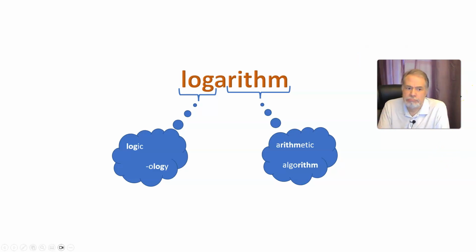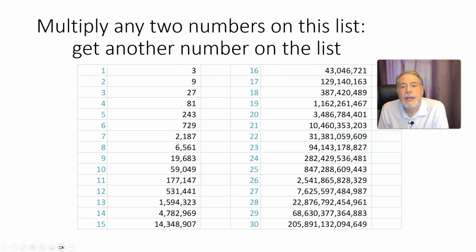Now, before I tell you exactly what logarithms are, let's start with a kind of a trick. Here's a list of numbers that has a special property. You can take any two numbers on this list and multiply them together, and you will always get another number that's also on the list. Now, you are totally welcome to try this out for yourself. Pause the video if you want, and pick a couple of numbers on the list and multiply them together and see if you can find the result also on the list.